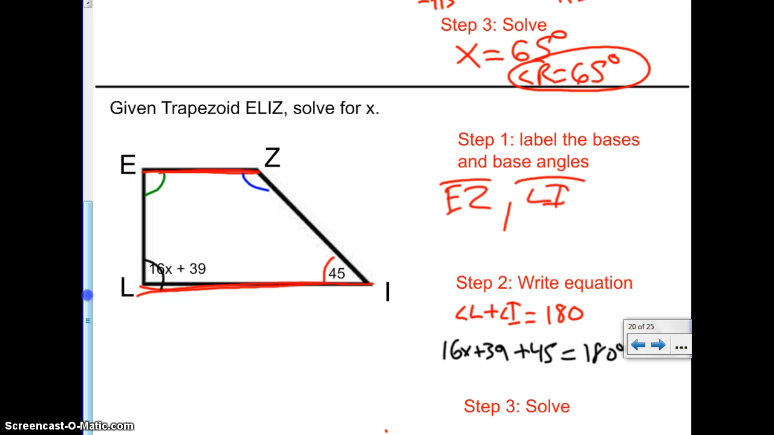Now that's it for this video, but you're not going to be able to move on. You have to solve for x on your own. And these are just the beginning properties of trapezoids.